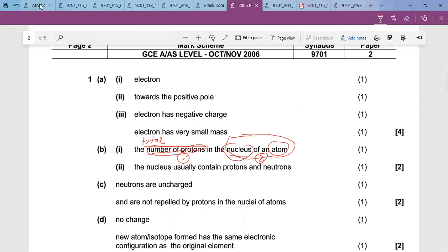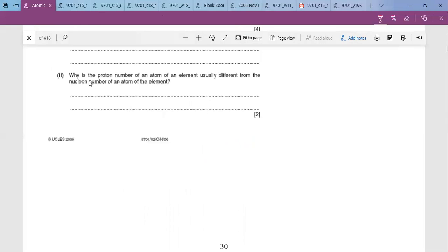Now the second question here: why is the proton number of the atom of the element usually different from the nuclear number? Why? Because the number of protons and neutrons are not the same, is it? Right? Six, let me see.